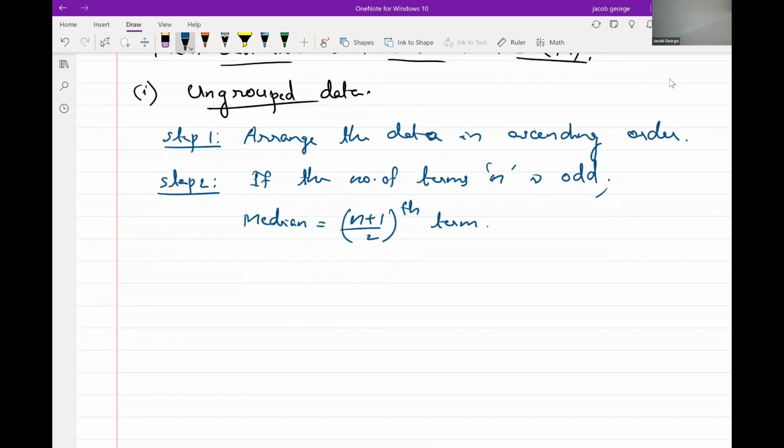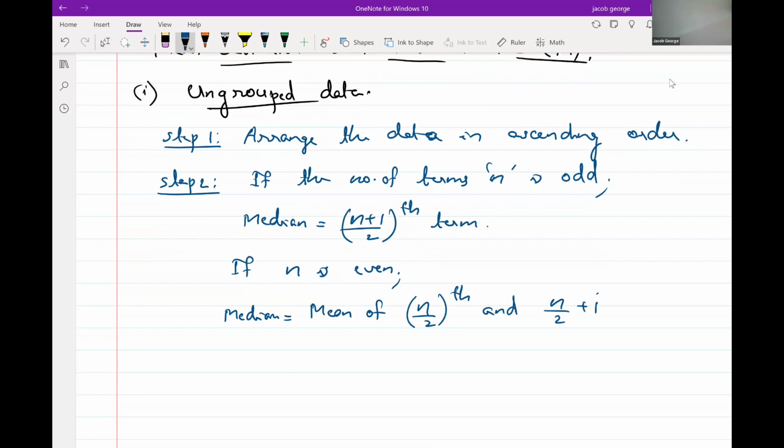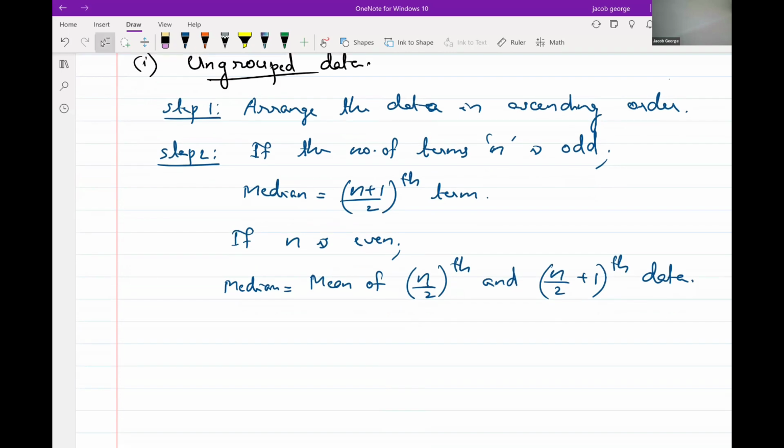Then as its continuation we can write, if n is even, then the median is the mean of the n by 2th and the n by 2 plus 1th data. Yes, did you write this?